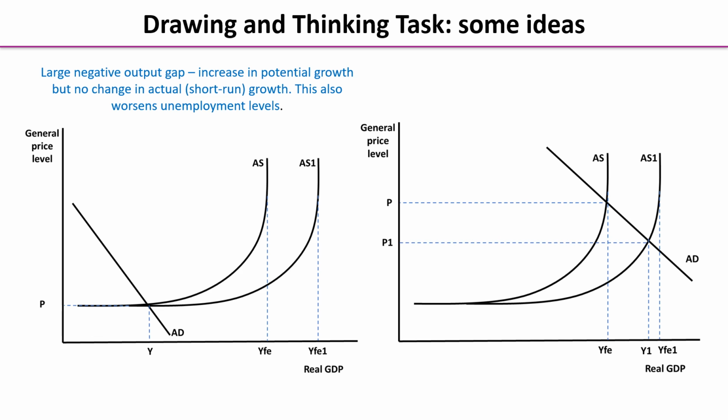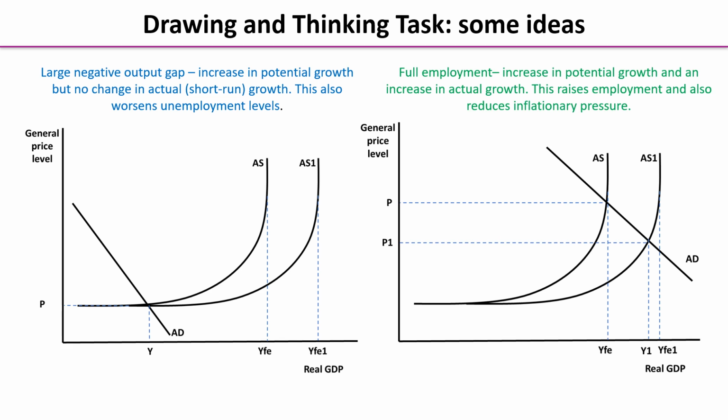We've got a new potential level of output at YFE1, but more importantly here, what we see is that because the macroeconomic equilibrium point between AD and AS1 has shifted outwards, we have a higher level of real GDP. That means we've got actual growth in the economy and we're much closer to full employment, and we've also got a reduction in inflationary pressure.